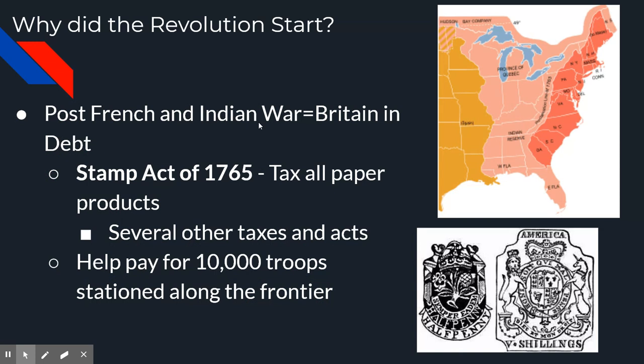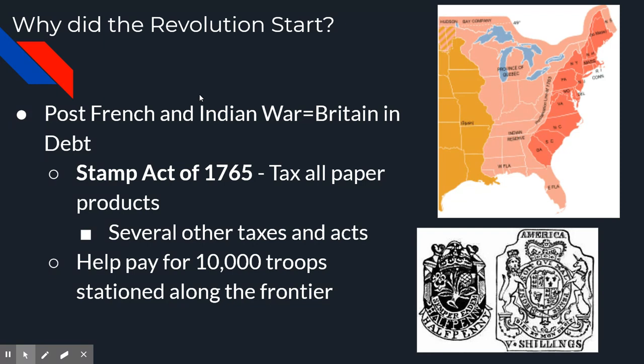So post-French and Indian War, Britain is in a ton of debt. And remember I talked about the Proclamation of 1763, they have to pay for all the troops that are going to be stationed along this line here. There's going to be 10,000 soldiers. So what they do is they start taxing the colonies. And they do this through the Stamp Act of 1765. There's several other taxes and acts, but we're going to focus on this one.